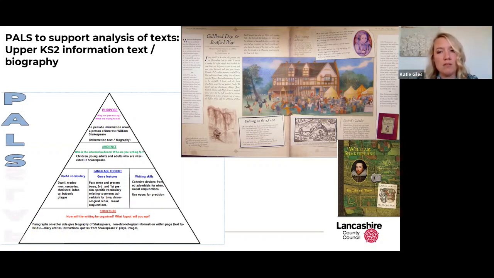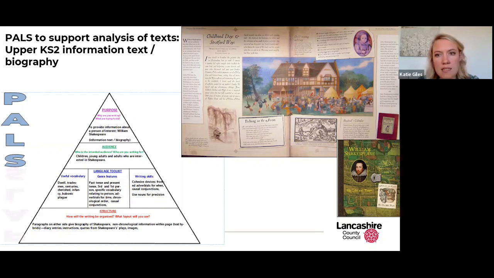But I've also pulled out some words that are specific to this topic as well. So William Shakespeare and of the times. So things such as bubonic plague. Okay, they're technical vocabulary that maybe the children don't know, but also are relevant to that time and to that specific person. Then I've looked at genre features.